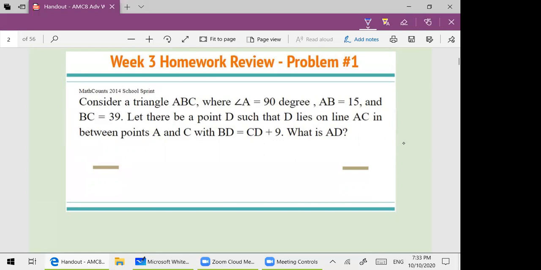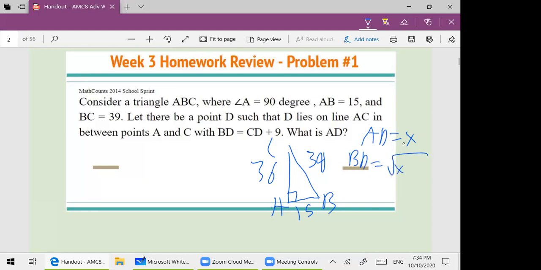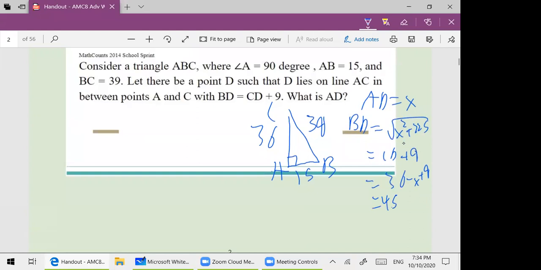Okay, so for triangle ABC, AB is 15, BC is 39. So by the Pythagorean theorem, AC equals 36. Now let AD be X. Then BD equals square root of X squared plus 225. And it also equals CD plus 9, which is 36 minus X plus 9, which is just 45 minus X.